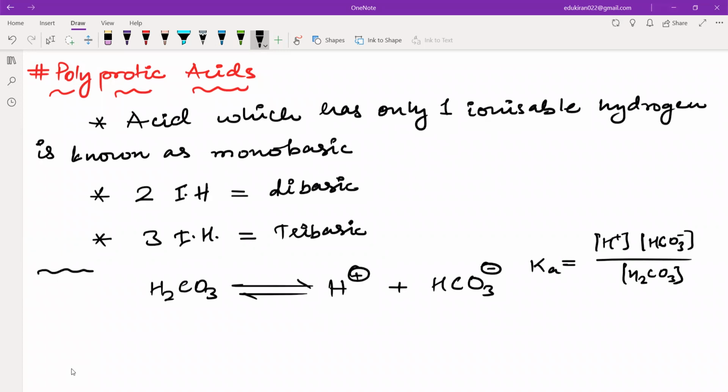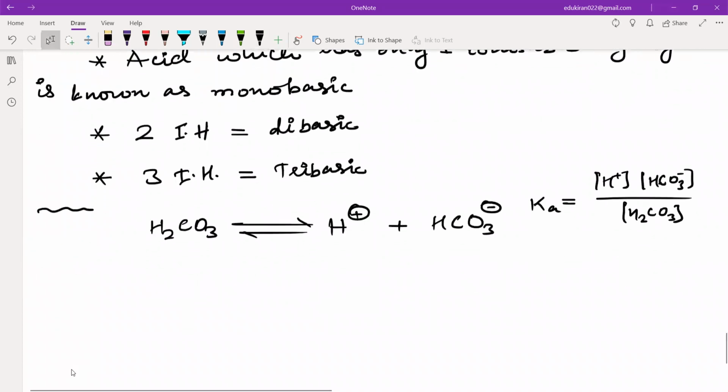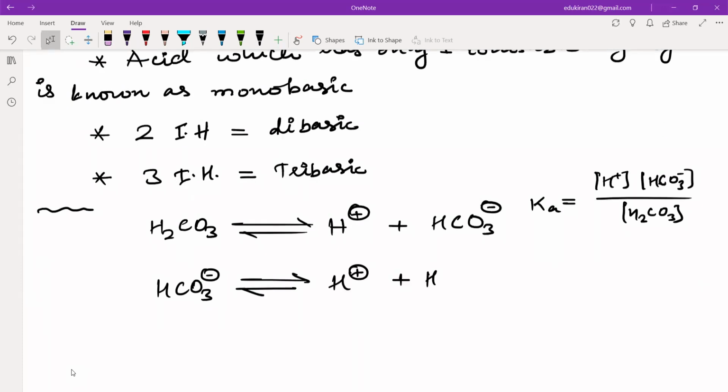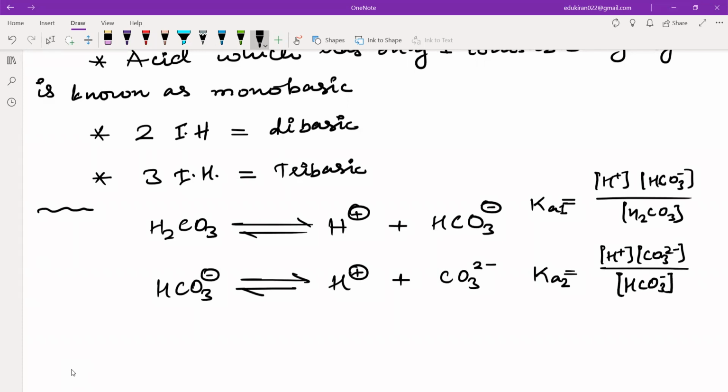Now next I can see that this hydrogen is also ionizable. We have another hydrogen, so I will write HCO3 negative can give me H positive plus CO3 2 negative. The Ka for this reaction, let me write the first as Ka1 and this as Ka2, will be the concentration of H positive into the concentration of CO3 2 negative divided by the concentration of HCO3 negative. This is Ka1, this is Ka2.